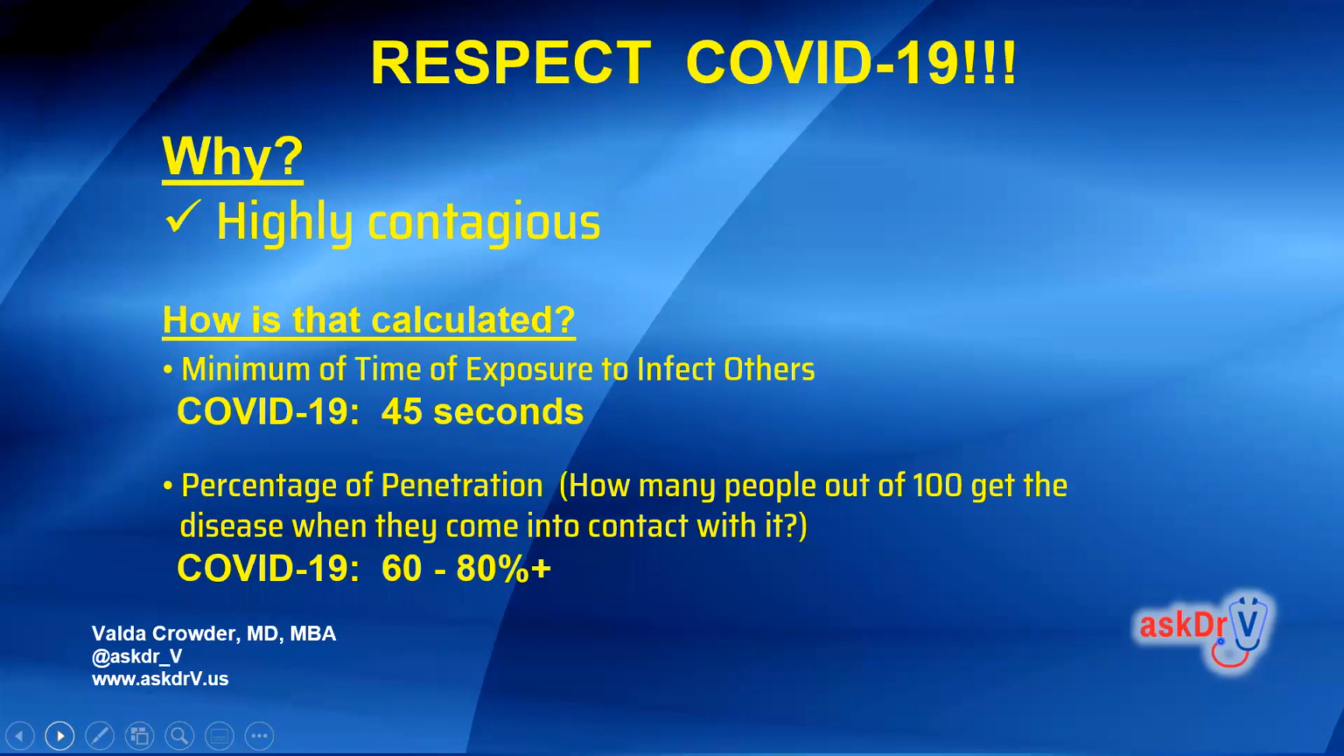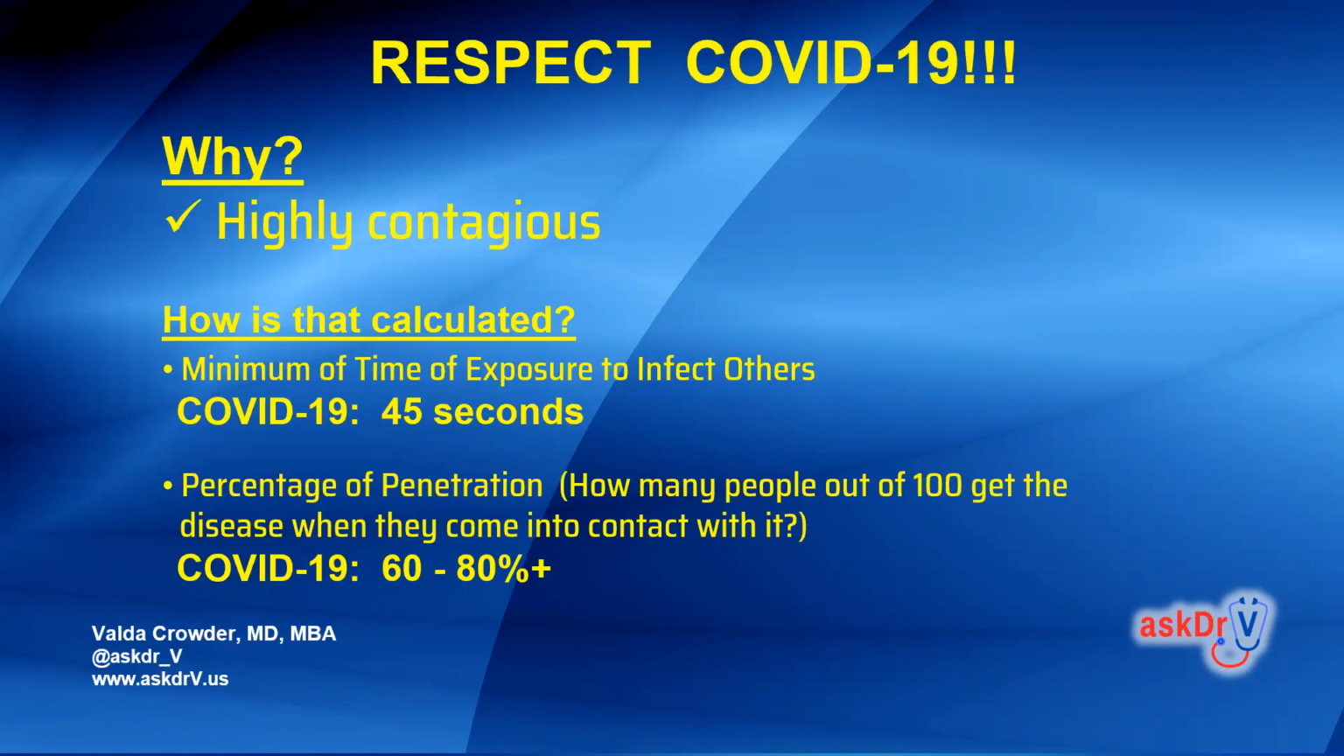Also, it's highly, highly contagious. Let me go over a little bit about how that's calculated. One is, what is the minimum time that you need to be exposed to impact others, to infect others? For coronavirus, it is only 45 seconds.